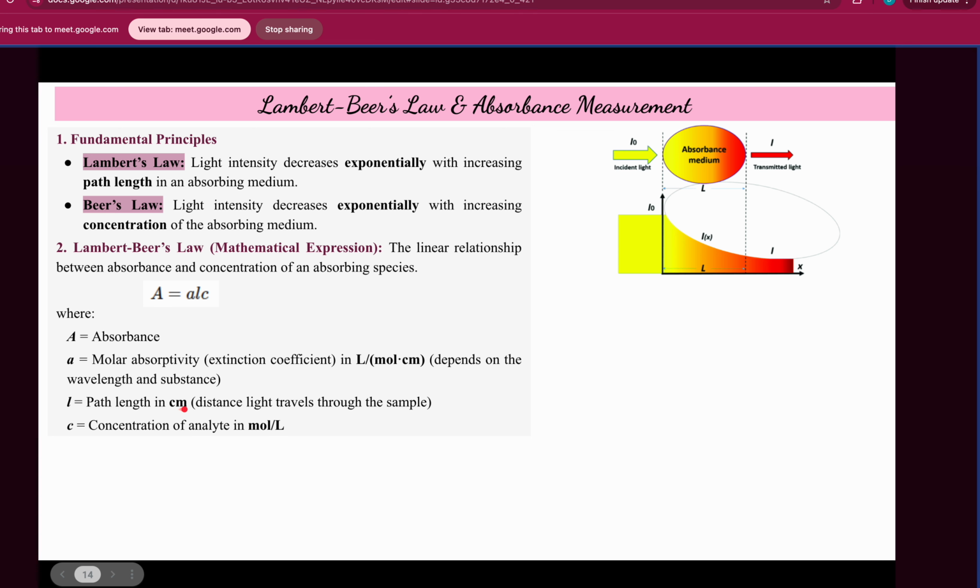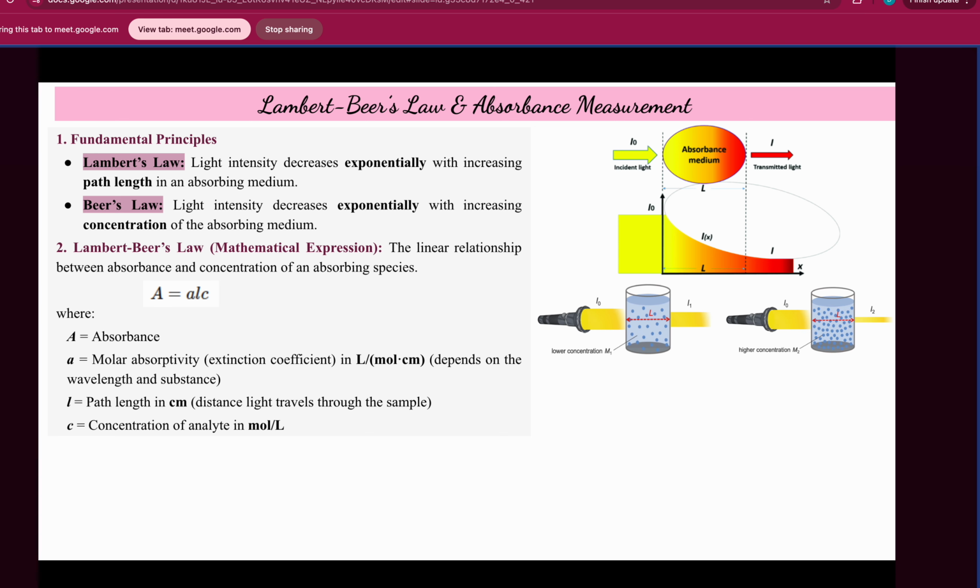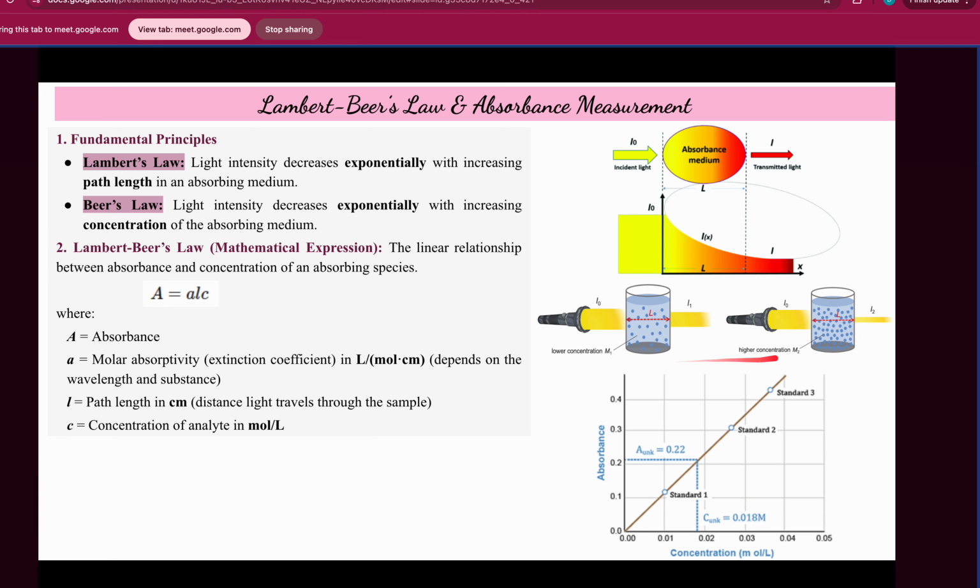Then L is the path length, which is represented in centimeters, which means the distance that the light travels when it passes through the sample. And C means the concentration of the analyte, which is calculated in mole per liter. So this is about the Lambert-Beer's law. This is the representation of how the increase in concentration as well as path length leads to a decrease in the intensity of light which is ultimately reaching.